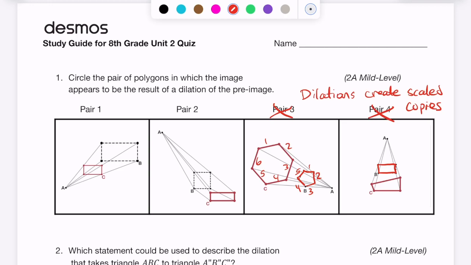In pair 2, we originally have a square, and that gets squished and turns into a rectangle that's not a square. So again, those aren't the same shape, not scaled copies, so not pair 2. But pair 1 is correct. We have a rectangle and another rectangle. They appear to have proportional side lengths and the same angle measures. They appear to be scaled copies of each other. So pair 1 is an example of a dilation.